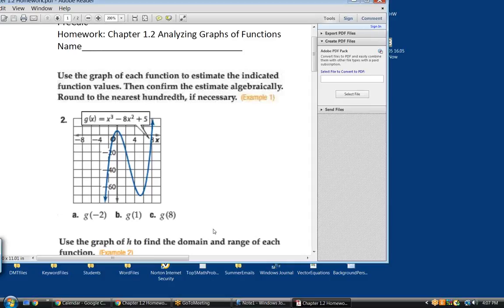Okay, and g of 8, approximately, what is it? I got 5. Well, look on the graph. g of 8, what does it look to be? It looks like it's about 0. And you got 5 by algebraically solving for it. In other words, 8 cubed minus 8 times 8 squared, well, that's 0, plus 5. So it actually looks to be about right there, above the x-axis. All right.